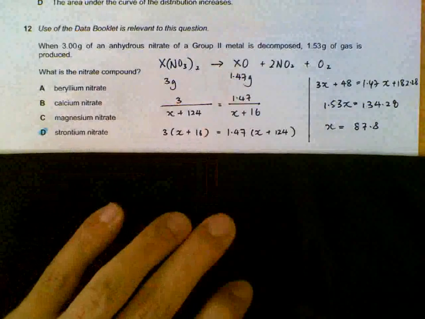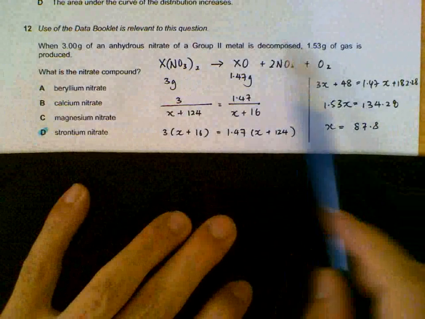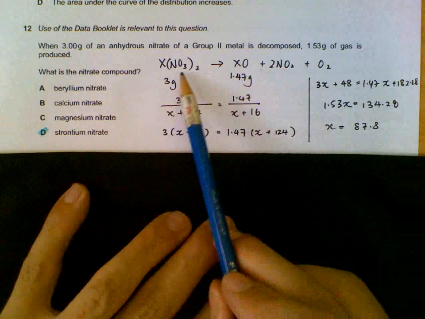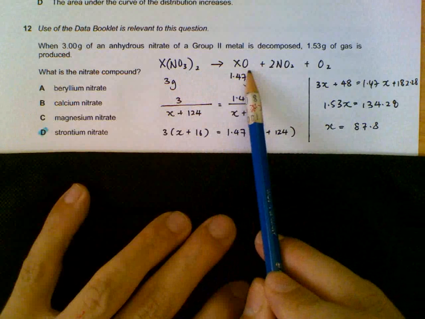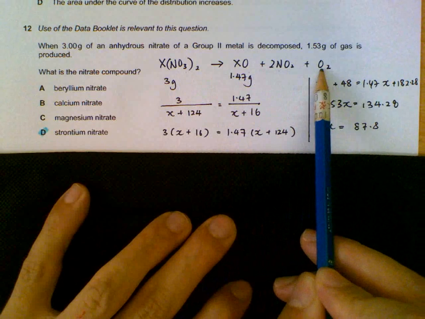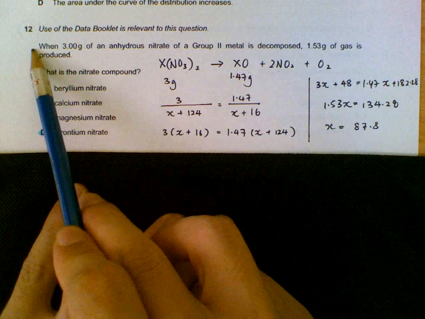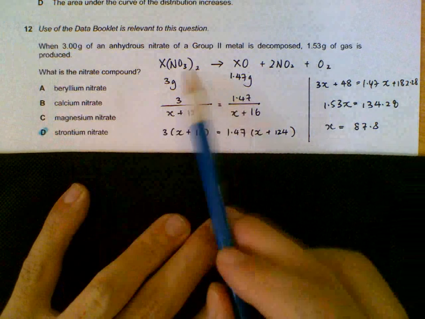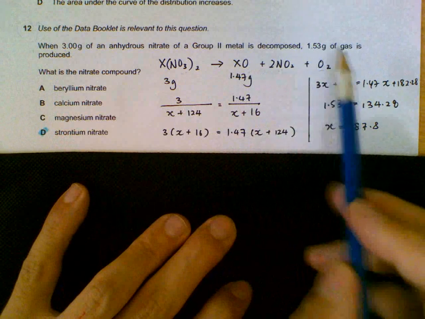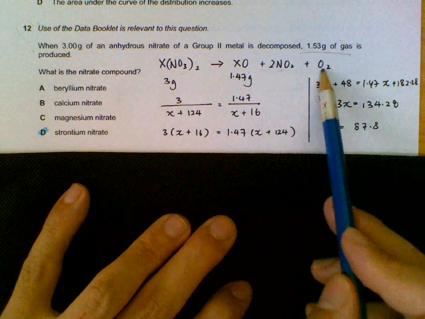Number 12, we decompose group 2 nitrates, and we have this amount of gas. You have to know that in nitrate decomposition, we get oxides, nitrogen dioxide and oxygen. This is a very often repeated question in past exam papers. Once we have this equation, this is the amount of gas produced, which is the nitrogen dioxide and oxygen.